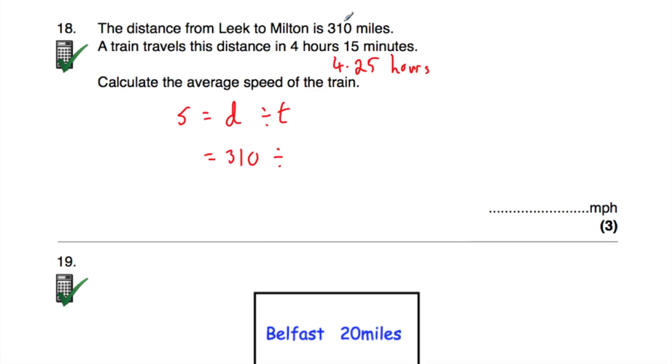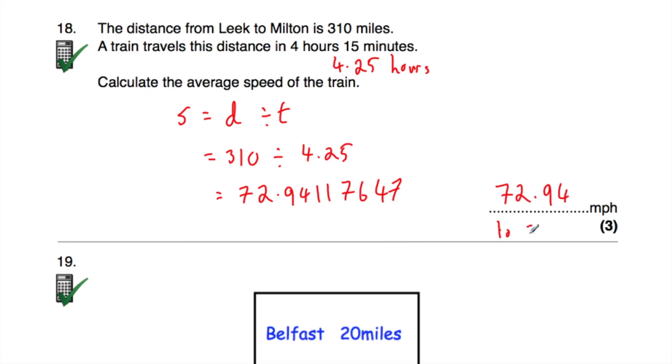So we're going to do the distance, which is 310, divided by the time, which is 4.25 hours. And that's equal to, and it's a calculator question, so we can get our calculator here and do 310 divided by 4.25, and that comes up initially as 1,240 over 17. I'm going to change it to a decimal number, so that would be 72.94117647. And I'm going to round the speed to 2 decimal places, so the speed is 72.94 miles per hour to 2 decimal places. And that's it. So that's the speed of the train.